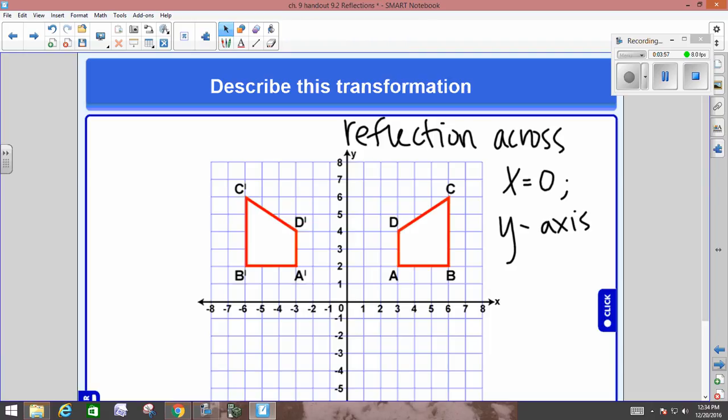You have to draw in the line of reflection on like 6 of them today. You're just trying to find the line that would be right in the middle of your vertices. So you would be able to count A prime is 1, 2, 3 away. A is 1, 2, 3 away. So then I know the y-axis is in the middle. So when you go to draw them, you're just trying to find the line in the middle of them. Cool? All right, flip it.